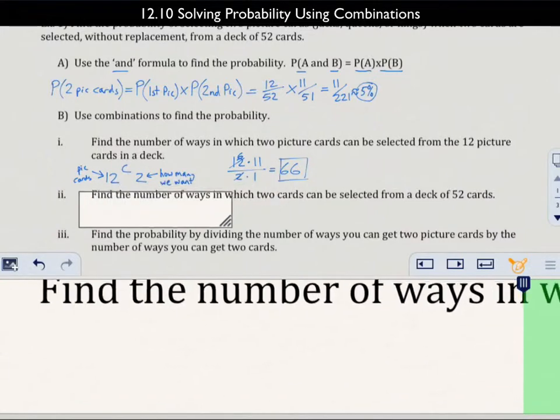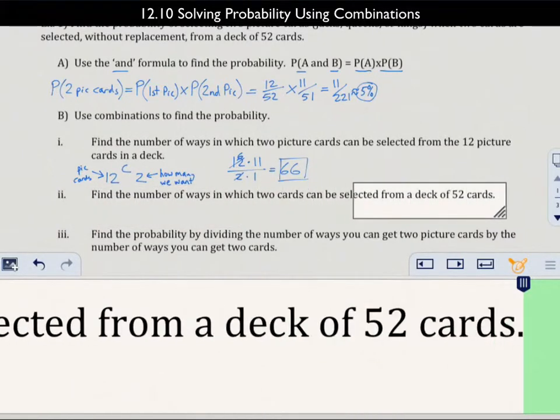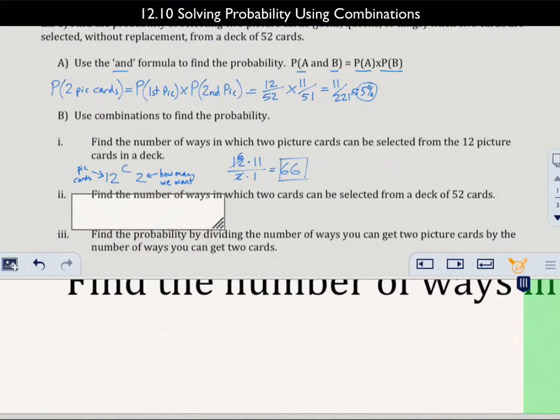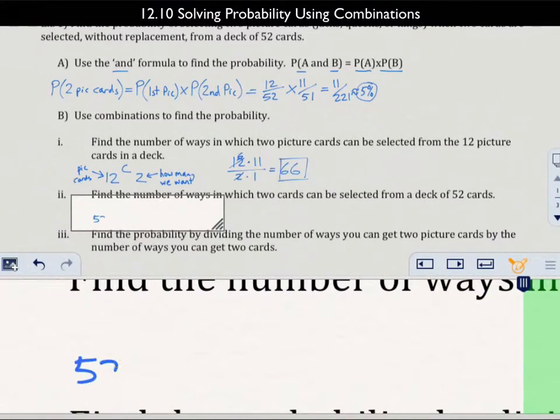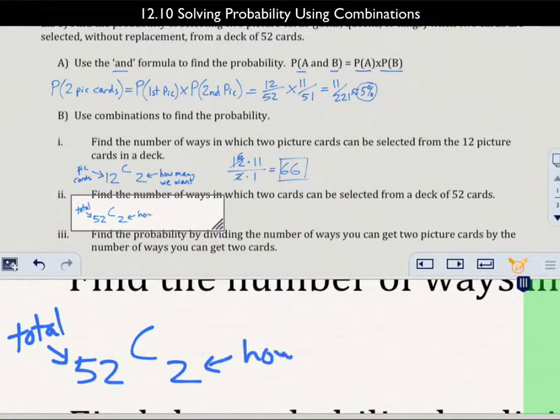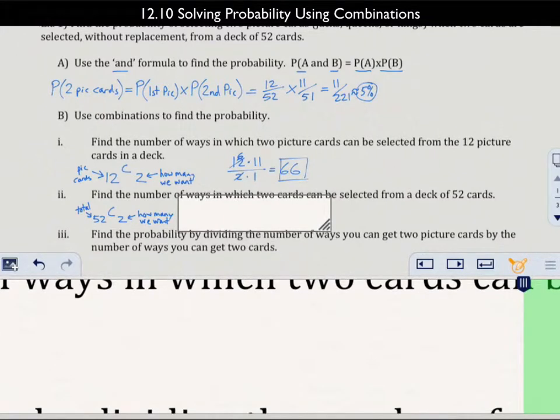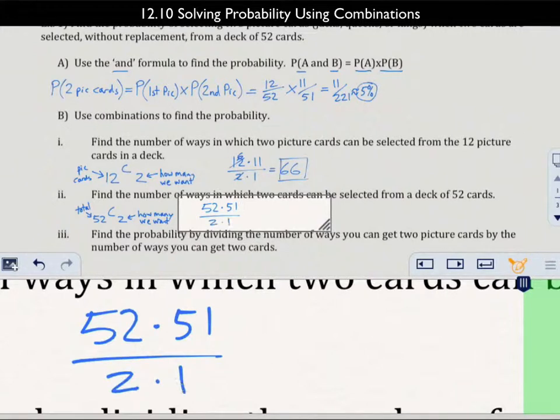Now what we're going to do is find the number of ways in which two cards can be selected from the deck of 52 cards. So now we have 52 cards, and we're selecting two of them. This is the total amount of cards, and this is how many we choose. So 52C2 will be 52 times 51 over 2 times 1. And this ends up being 1,326.